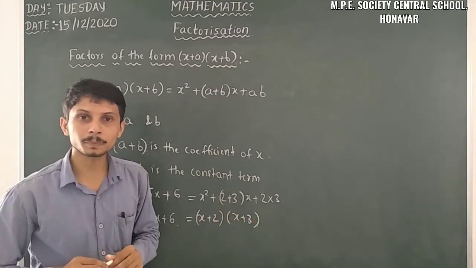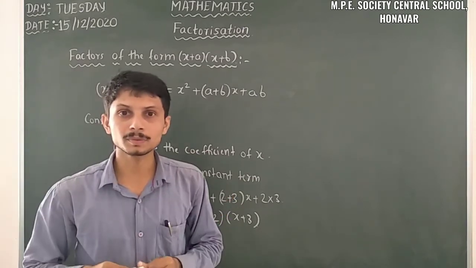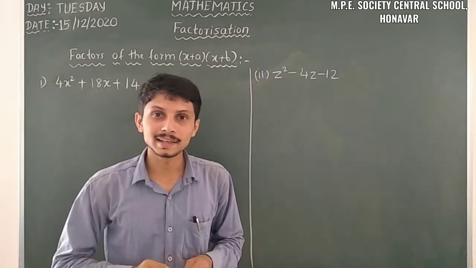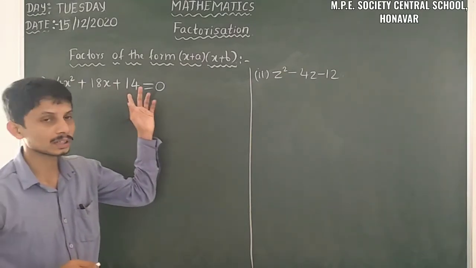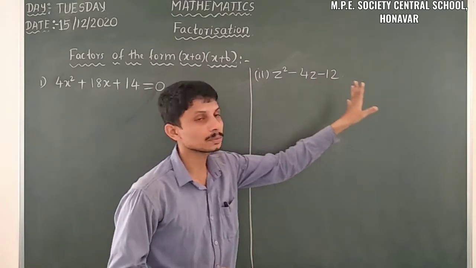So let us take some problems based on factors of the form x plus a into x plus b. Let us take two examples here. Just observe, 4x square plus 18x plus 14 and z square minus 4z minus 12.